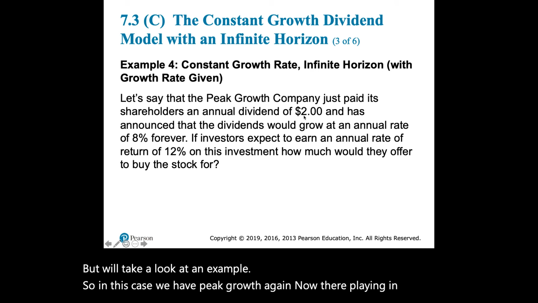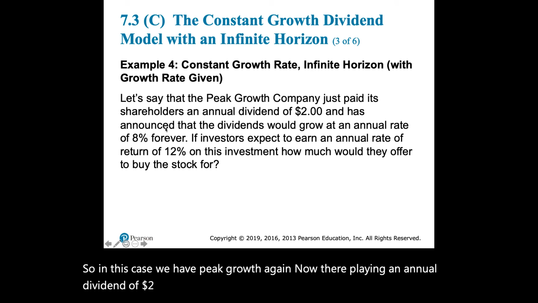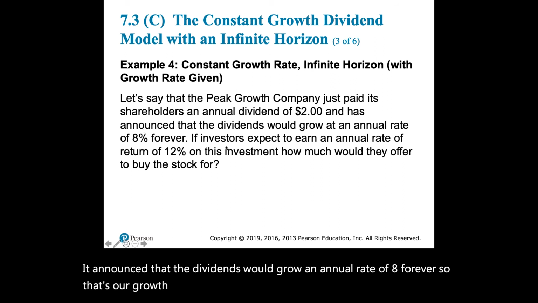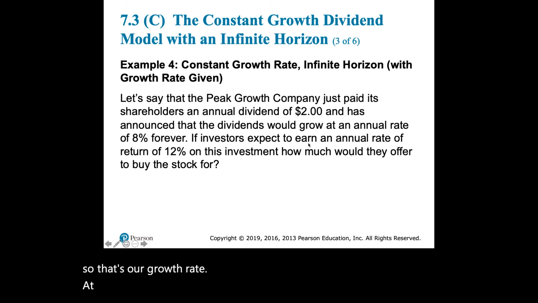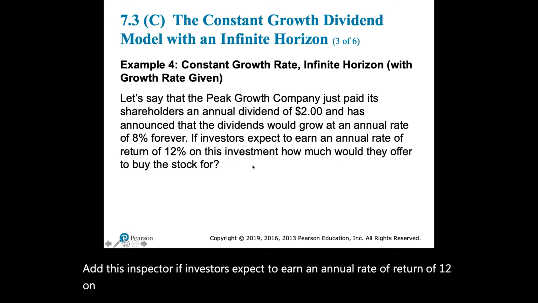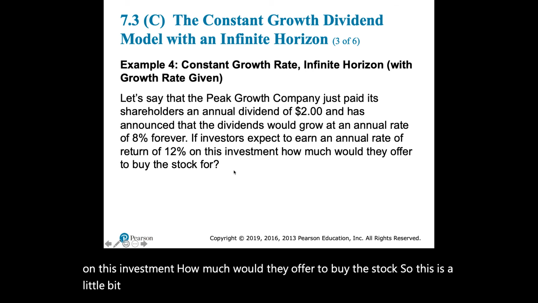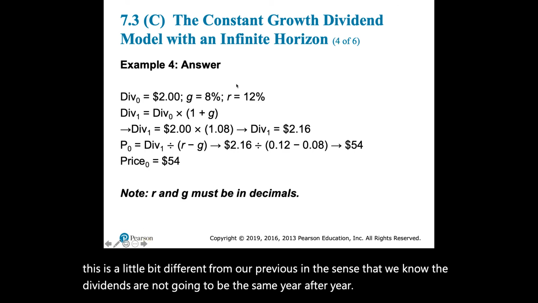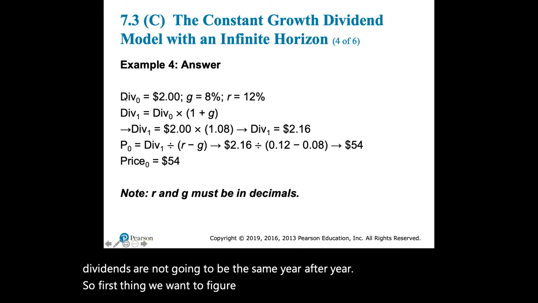If investors expect to earn an annual rate of return of 12% on this investment, how much would they offer to buy the stock? Okay, so this is a little bit different from our previous in the sense that we know the dividends are not going to be the same year after year. So first thing we want to figure out, when we see dividend 0, that just means our most recent dividend. So we know our most recent dividend was $2. And we're trying to figure out the value of the next dividend, so dividend 1.